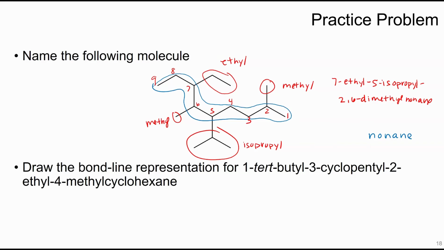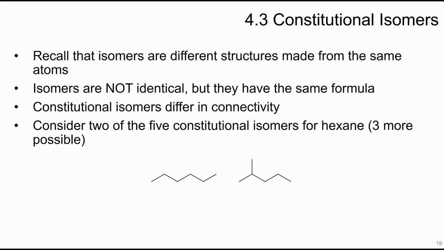All right, so draw the bond line representation for 1-tert-butyl, 3-cyclopentyl, 2-ethyl, 4-methylcyclohexane. So I'm going to start with the parent. That's usually the easiest thing to do here. Then you can build off of that. So 1-tert-butyl. At 1 I have a tert-butyl or turkey claw. At 3 I have a cyclopentyl, which is a 5-membered ring. At 2 is an ethyl. 4 is methyl.